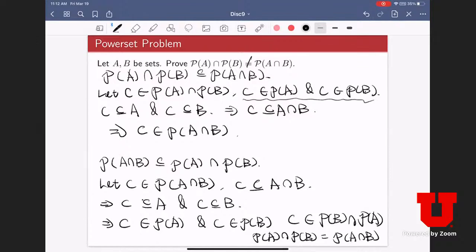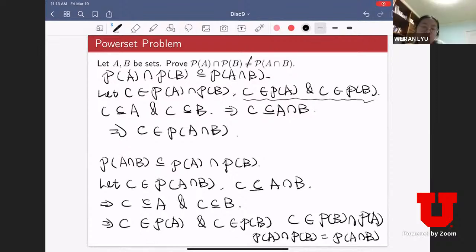By definition, little a and little b are contained in A intersect B. But that would imply that little a and little b are both in A and in B. But then their pair would then, by definition, be in the power set of A and the power set of B, which implies X equal to the pair AB is contained in the intersection of the power sets. And that's a contradiction.